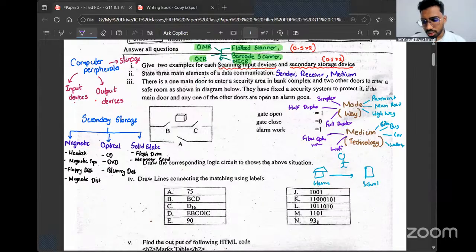I wrote source instead of sender. Is that correct? Yes, source is correct. If you mention media here, it's correct. But I will not prefer that answer, even though I'll give you marks today. Avoid writing media.